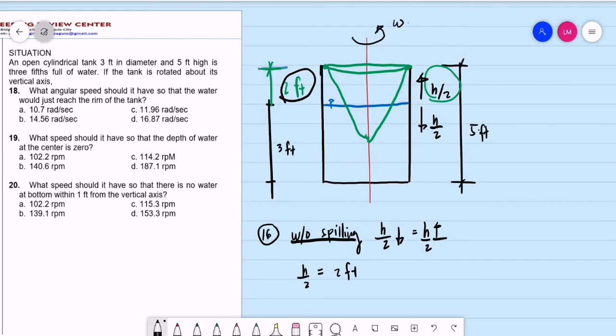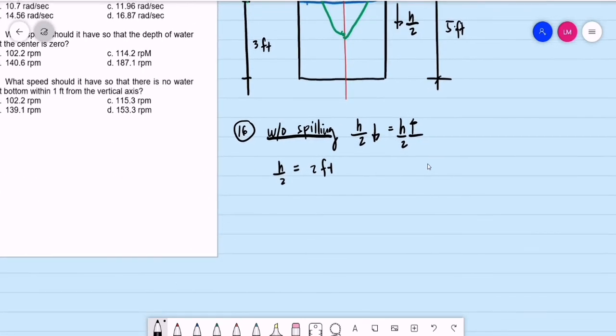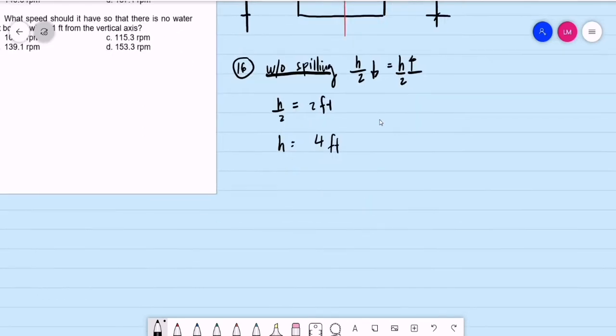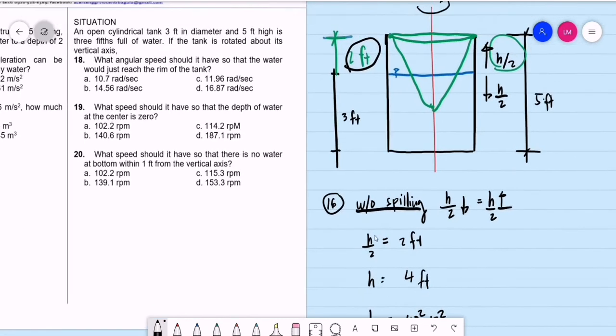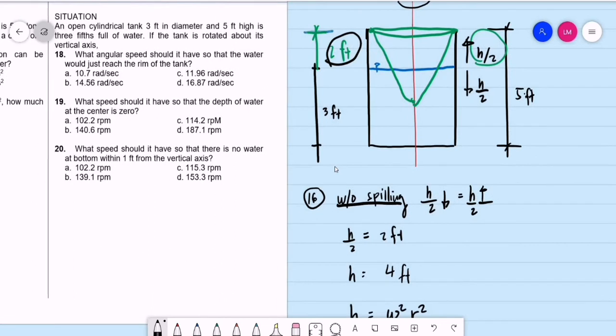So what is the required height of the paraboloid? The required height of the paraboloid is 2 times 2. The required height is equal to 4, this is 4 feet. What is our formula for the computation of the height of a paraboloid? The height is equal to the angular velocity squared times the radius squared divided by 2 times the acceleration due to gravity. Again, if we recall, the diameter of the tank is 3 feet.